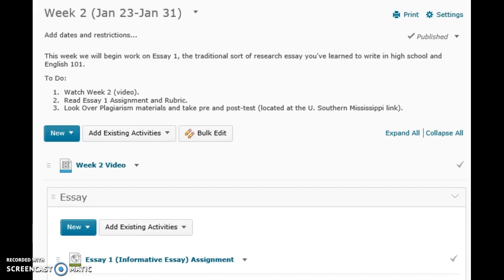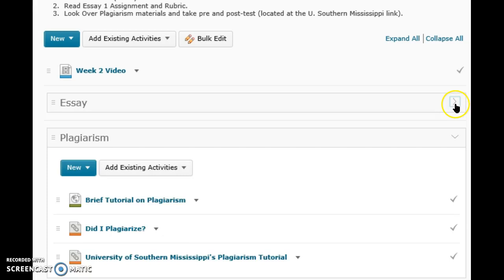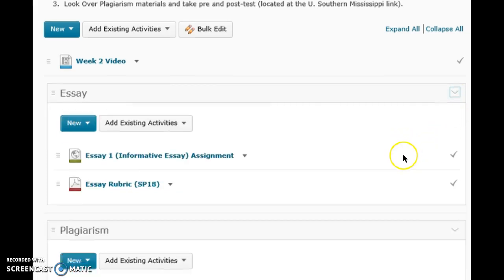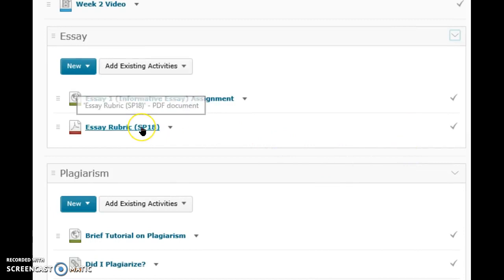Unit 2 is all about an informative research essay, and this is the sort of research essay you guys have written throughout your high school and college careers, okay? Obviously this week, watch the video, you're doing that right now. Then there are two sections. If you don't see the things below the section, make sure you hit the arrows over here. They will expand down. There's the Essay 1 assignment and the rubric.